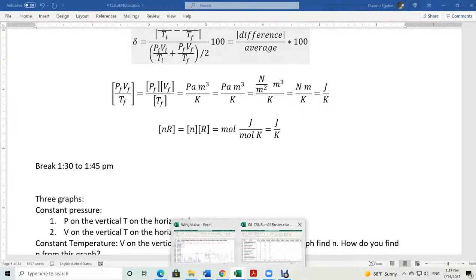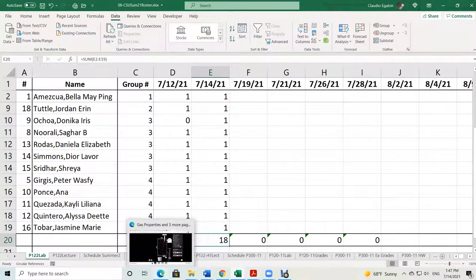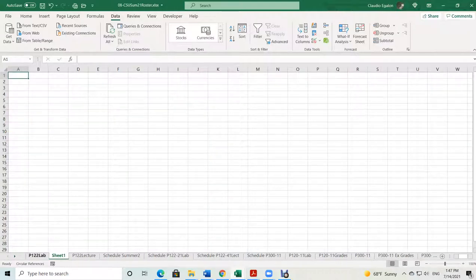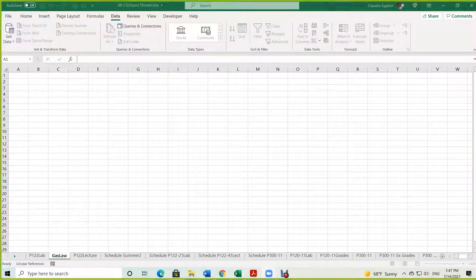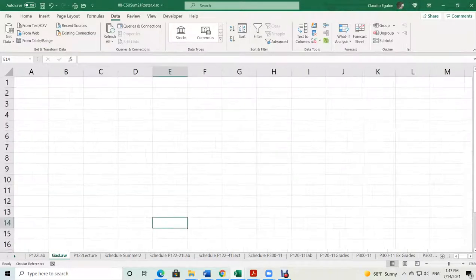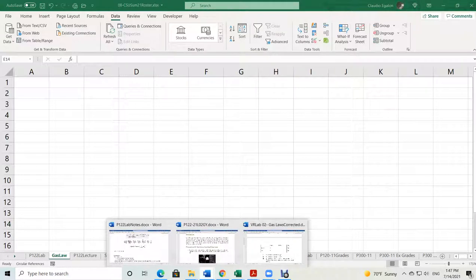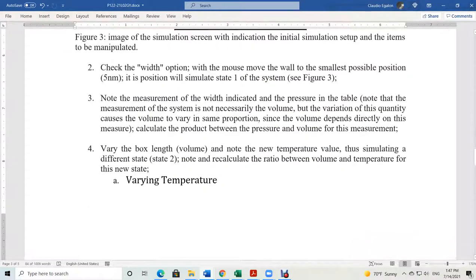Let's go to our spreadsheet. I'm going to add a new blank spreadsheet here. That's gas law. And I'm going to start sharing my screen. Okay, here you go. We're going to make a table in the spreadsheet, a table like that.